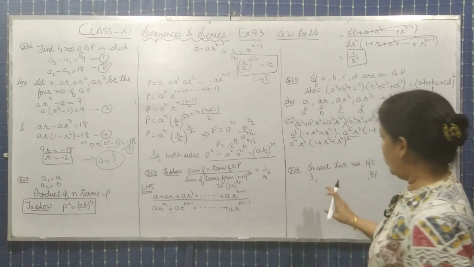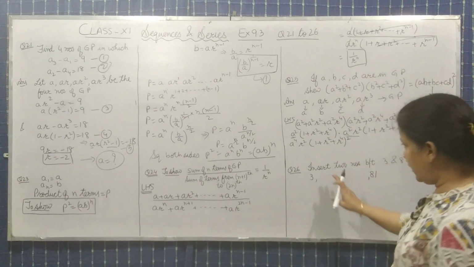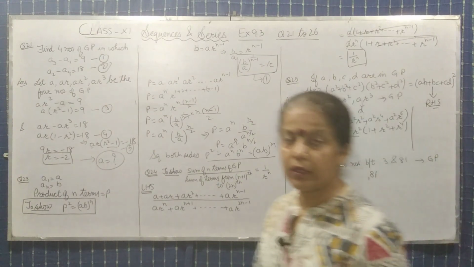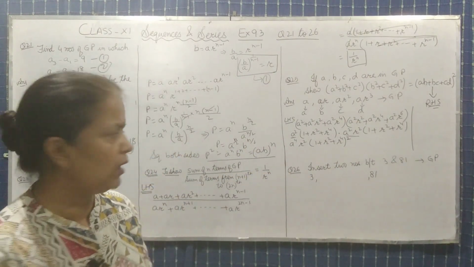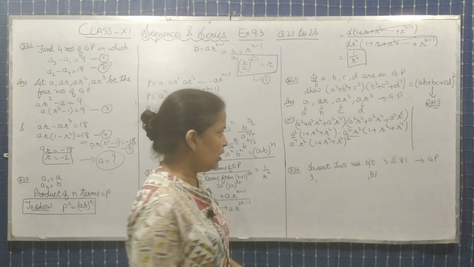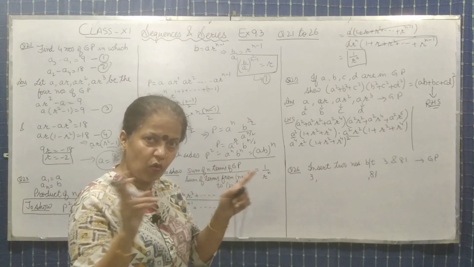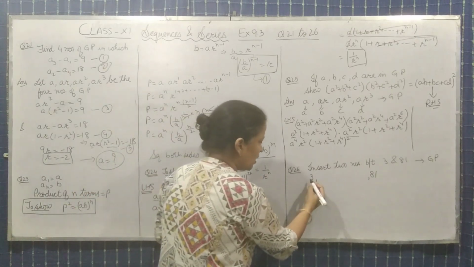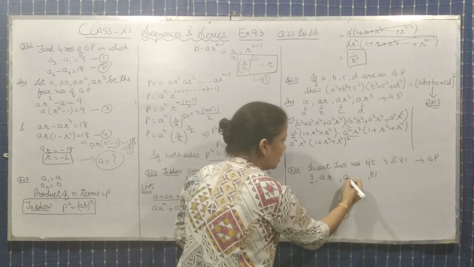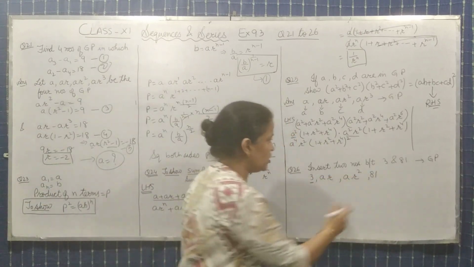Okay. Question 26. In question 26, it has asked: insert two numbers between 3 and 81 such that they form a GP. So we will take numbers between 3 and 81 such that the whole set of terms becomes a GP. This is your first number, A. The second number we will take as AR and the other number we will take as AR square. This whole forms a GP.